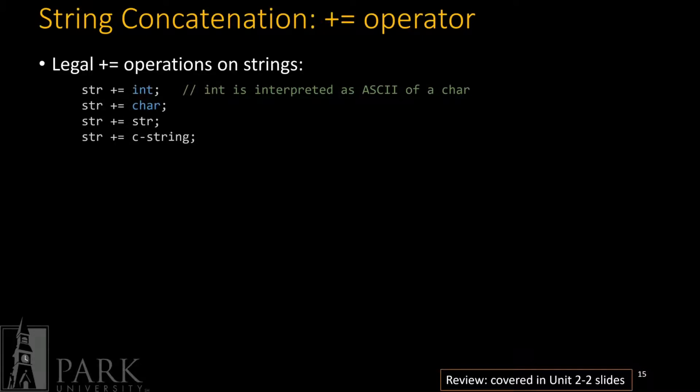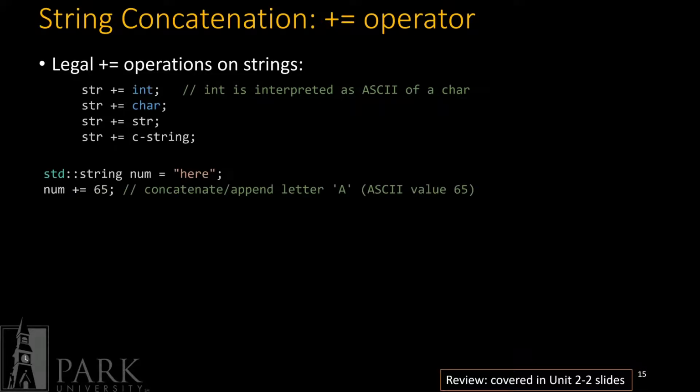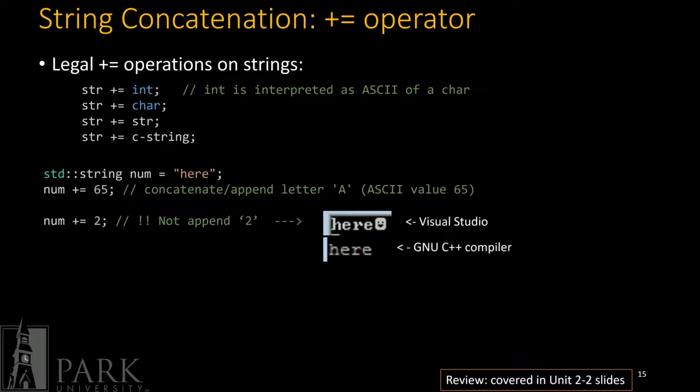Okay. So in this case, the int is going to be interpreted as the char. So if this was, say, 65, then it would add the letter A to it, right? If it was 97, then it would add lowercase a to it. All right, so that's how that works. I think I showed that. Yep, here in this example, we're adding 65, which is going to append the capital A, okay? In this case, it's going to append whatever the ASCII value of 2 is, not the number 2 in quotes like this. So here you're going to see these types of results.